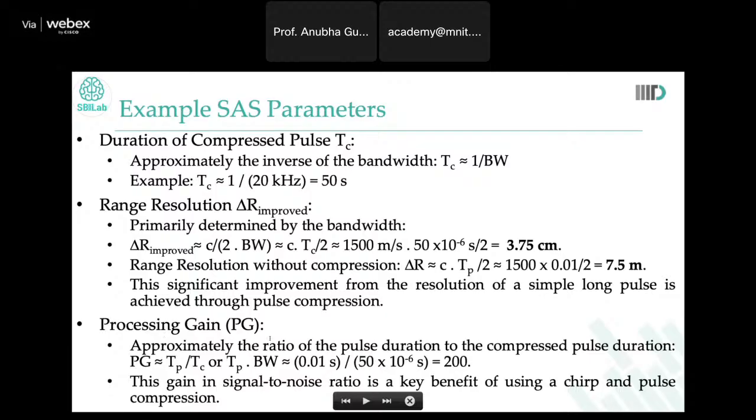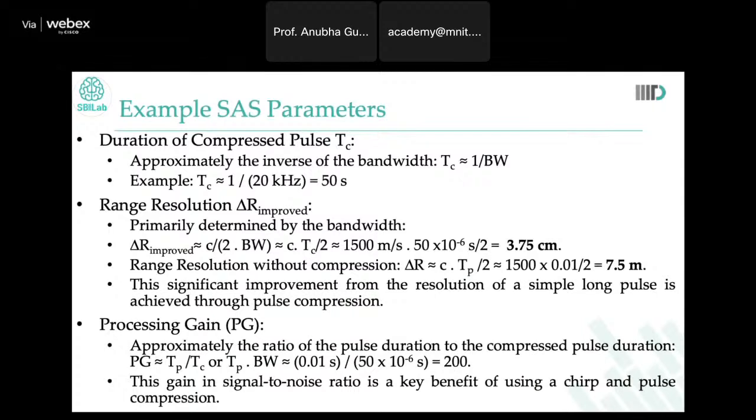Processing gain is approximately the ratio of the pulse duration to the compressed pulse duration, and you can see that it is Tp upon Tc, roughly equal to 200. So that's the processing gain. This gain in signal to noise ratio is also a key benefit of using the chirp and pulse compression.